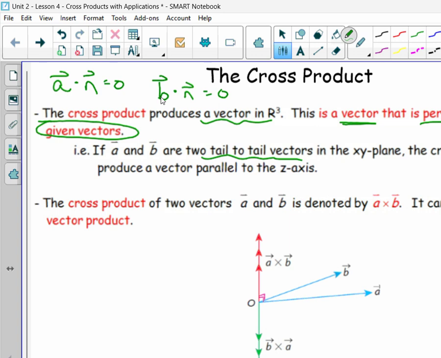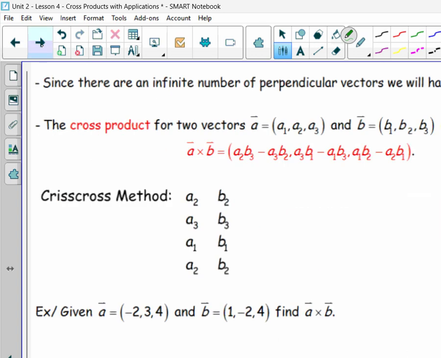How are we going to do this process? Well, since there's actually an infinite number of perpendicular vectors, think about the floor and all the legs of the desks. Those are all normal to the floor. There's an infinite number of those. We're going to pick one. If you want other ones, do some scalar multiples, but we're going to do one.